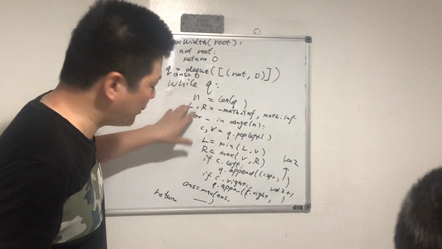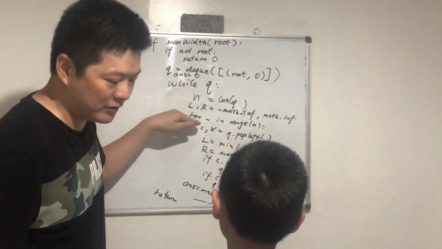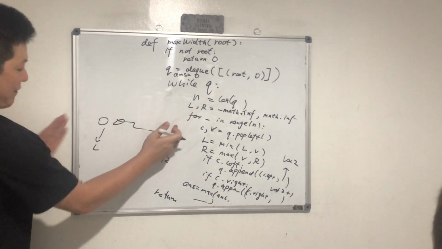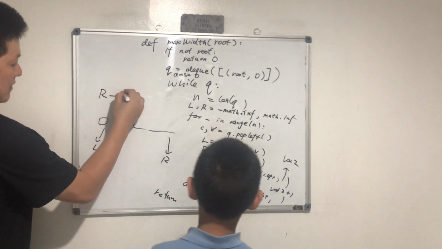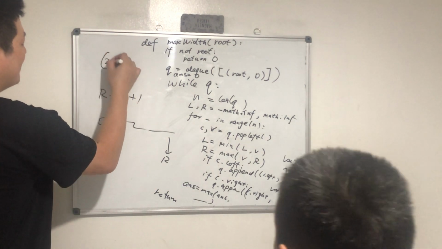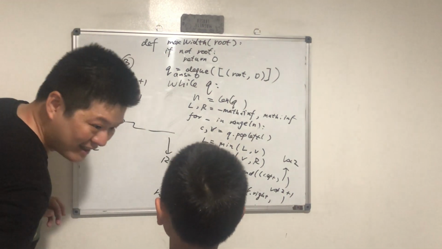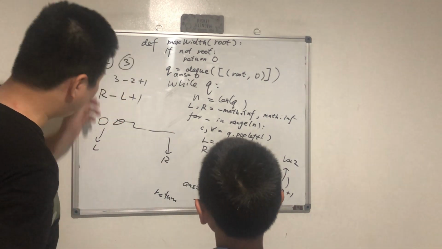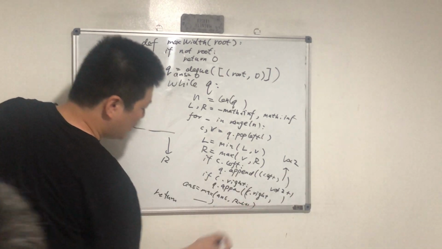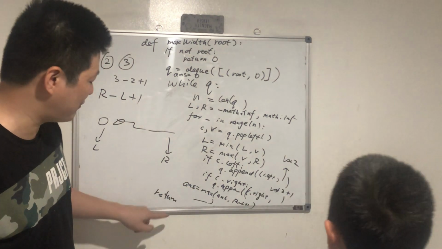Okay, so at this level, we know the L and R, the left and right. So what's the width of that level? Here is a node, here is L, here is R. What's the distance? R minus L plus 1. You need to plus 1. Because look, if it's 2 and 3, what's the distance? It's 3 minus 2 plus 1, which is 2, not 1. Got it? So R minus L plus 1, and then we want to record the maximum of the width in answer, and return what?